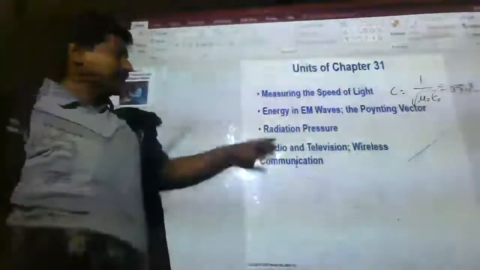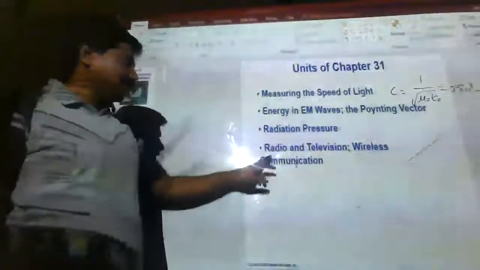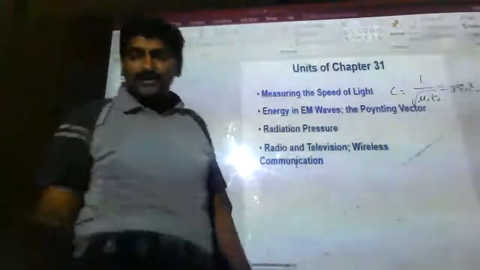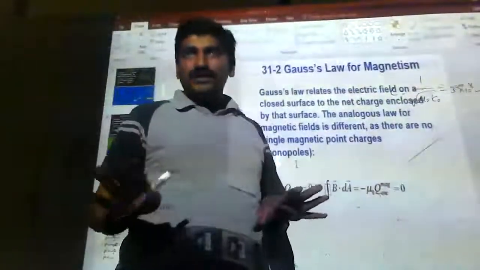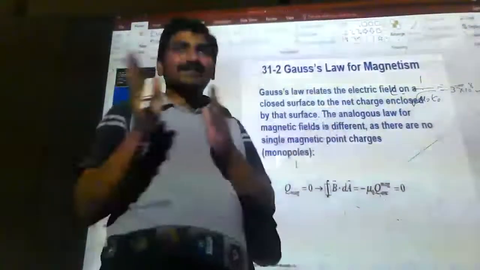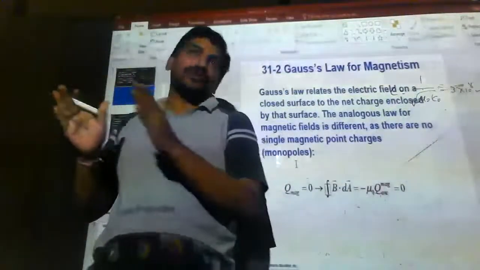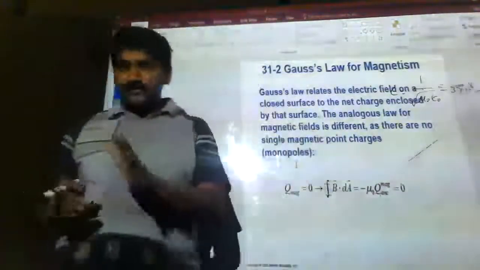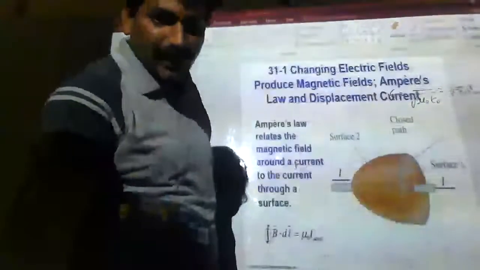Now, there are smaller topics: energy in EM waves, radiation pressure, and radio and television waves, how we use them in a communication system. These are important for us because questions will be asked on that basis. People are seeing the textbook and getting confused. This first part is not there. In the NCERT book, you are supposed to read from 8.3 onwards.